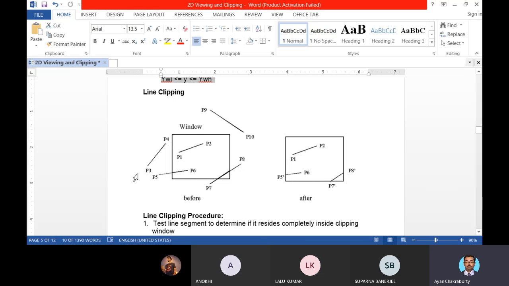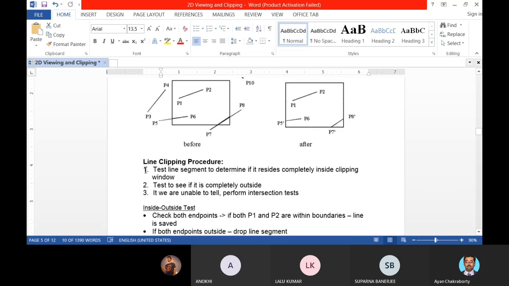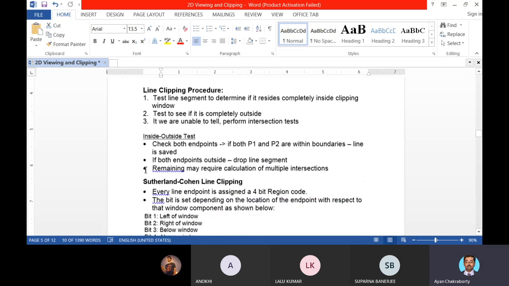Yes, sir. Okay. So now we will go for the procedure, how we can do this line clipping operation, how we can proceed with this line clipping algorithm. We will see here the procedure for line clipping operations.